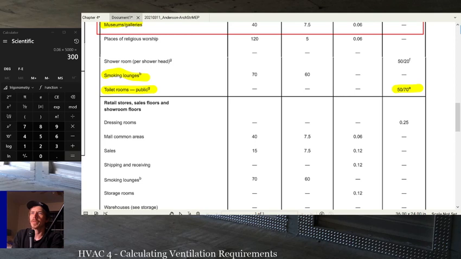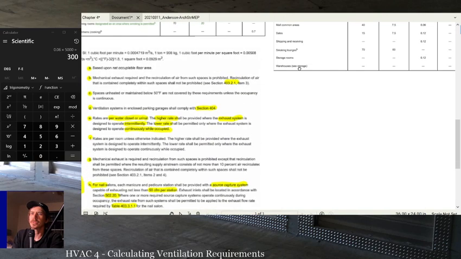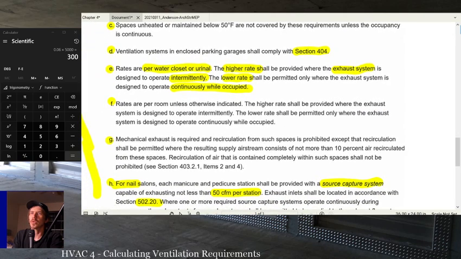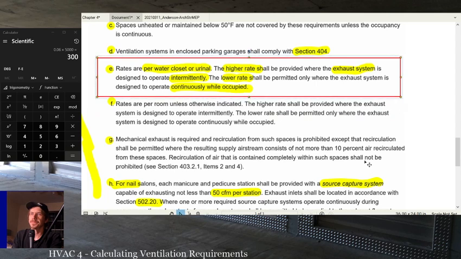So in toilet room public, we don't have anything to fill out our equation, so everything is basically zero, so it doesn't matter. But we do have an exhaust requirement in the fourth column of 50 and 70. So if we remember our notes, go over here to our notes. For note E, rates are per water closet or urinal. The higher rate is required when it's intermittent, and the lower rate is required when it is continuous. So that's right there, note E.